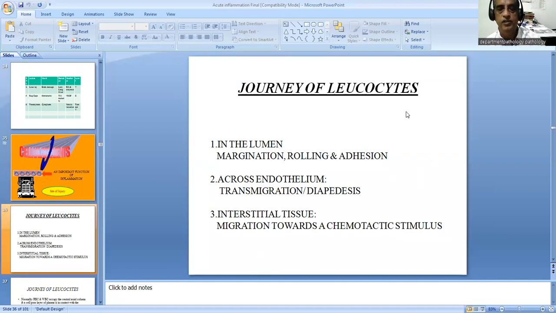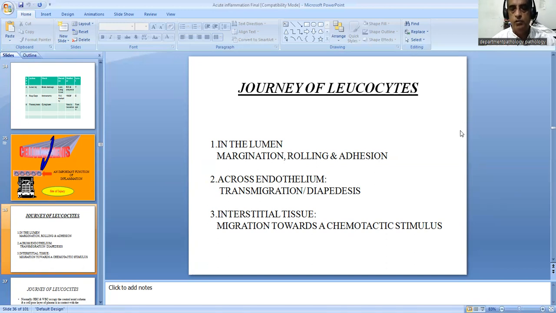It is, like I said, the travelogue or detail about the journey of the leukocytes from the intravascular compartment to the extravascular compartment to reach the site of injury and bring about the effect of killing or degradation of the bacteria. So what happens in the lumen inside the blood vessel? First, there is margination, which we have seen, rolling and adhesion. After firm adhesion, there is transmigration across the endothelium. And then finally, when they come to lie in the interstitial tissues, there is migration toward the chemotactic stimulus to reach the site of injury.